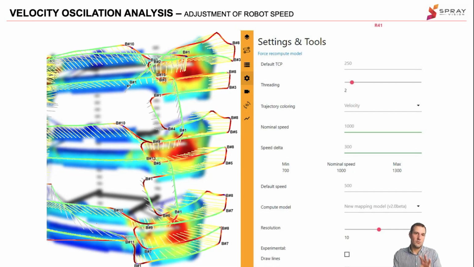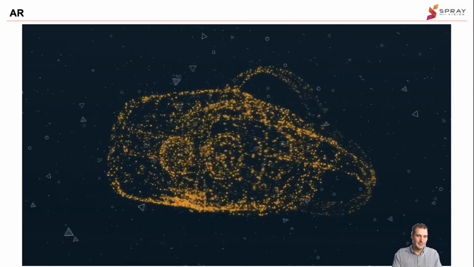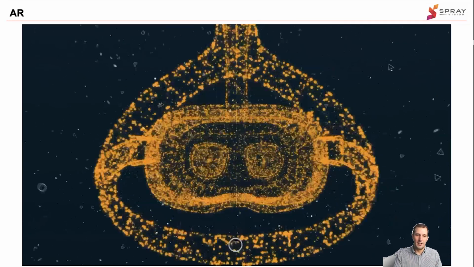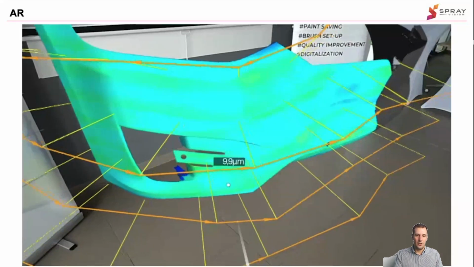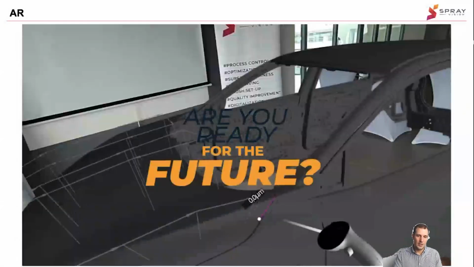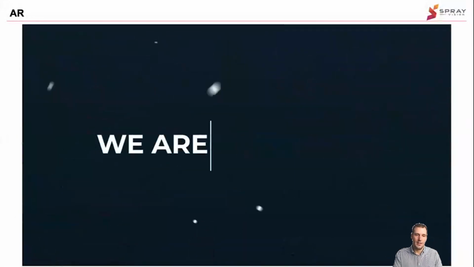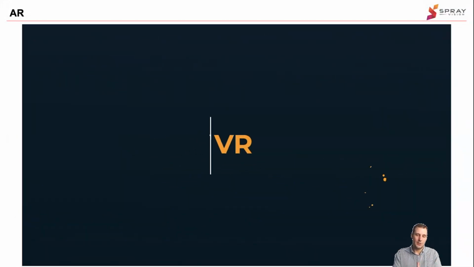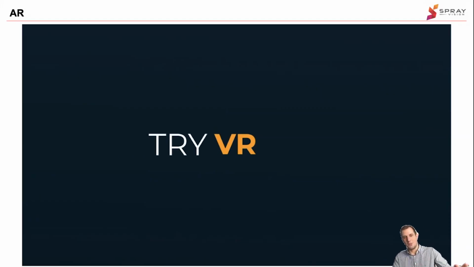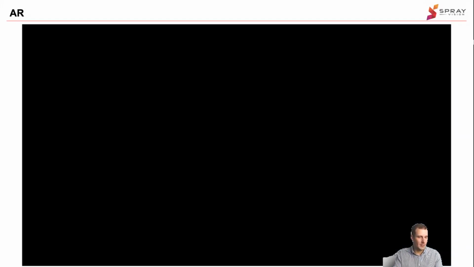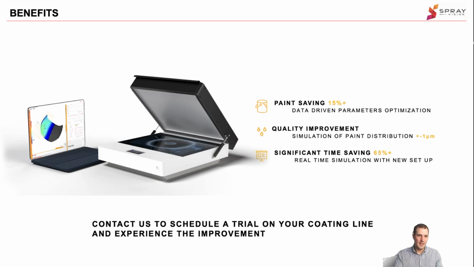We have implemented also velocity oscillation to adjust the robot speed, so we are able to identify where the robot is not moving uniformly, so you can make changes in this setup and improve it. And for some of you which are, let's say, willing to work a little differently, we have also option for the augmented reality programming, so you are able to work in augmented reality to set up your trajectories, brushes, but also to see how all the paint will be distributed on your substrate.